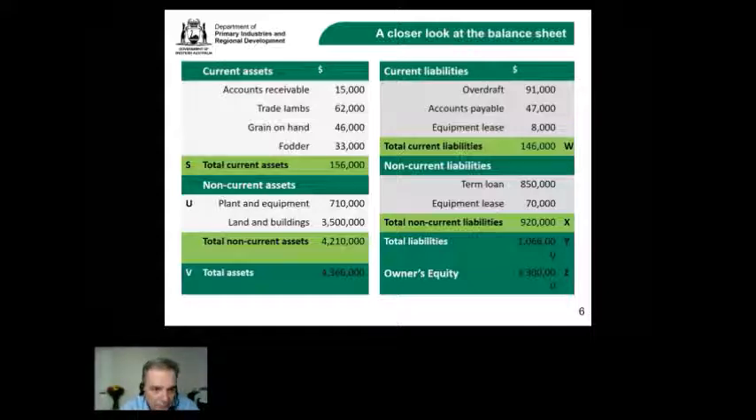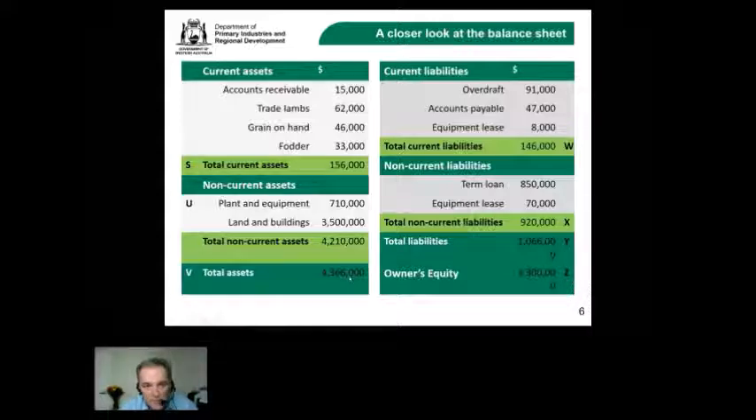So we're going to separate those out and have a current asset total and a non-current asset total. And together, the 156 current assets, together with the 4210 non-current assets, gives us our total assets of 4366.